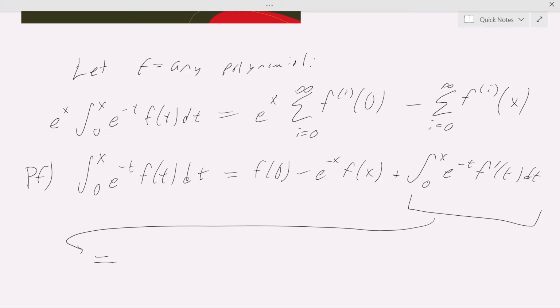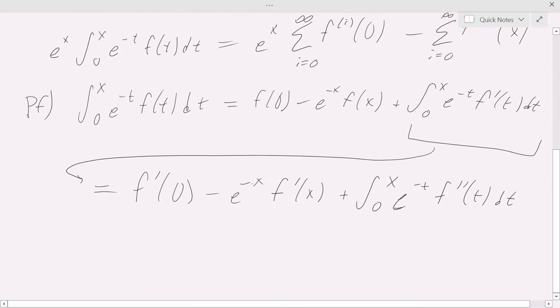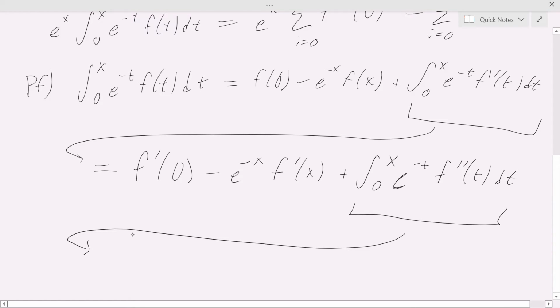And so that integral is equal to f prime of 0 minus e to the minus x times f prime of x, and then plus the integral from 0 to x of e to the minus t times f double prime of t dt. So we can do this. We're assuming that f is infinitely differentiable now. And so again, you can see we can just apply it all over again. So what's that integral now?